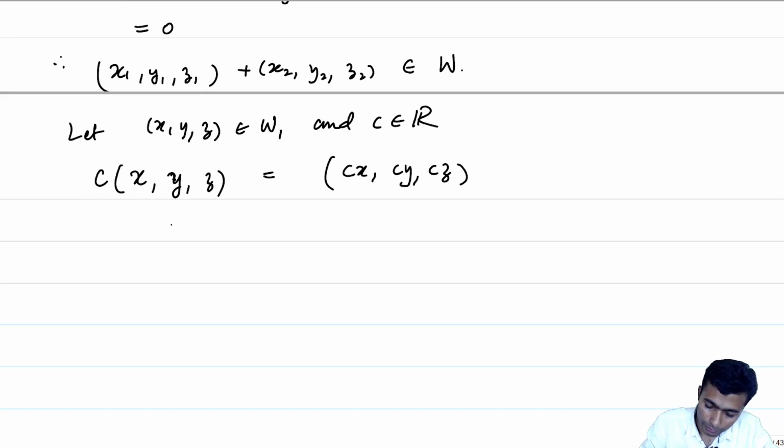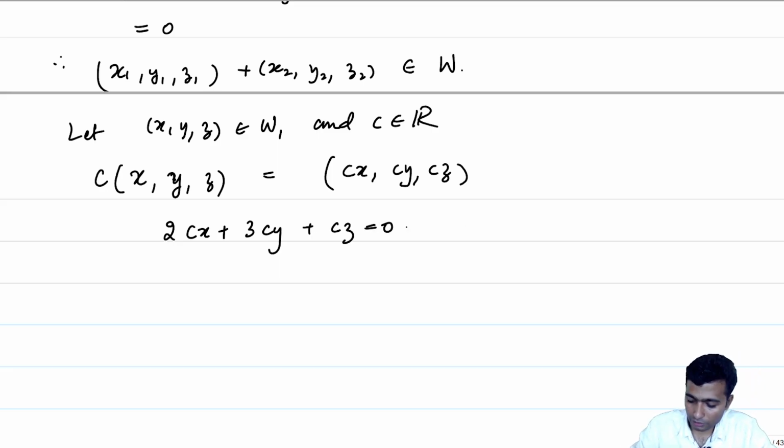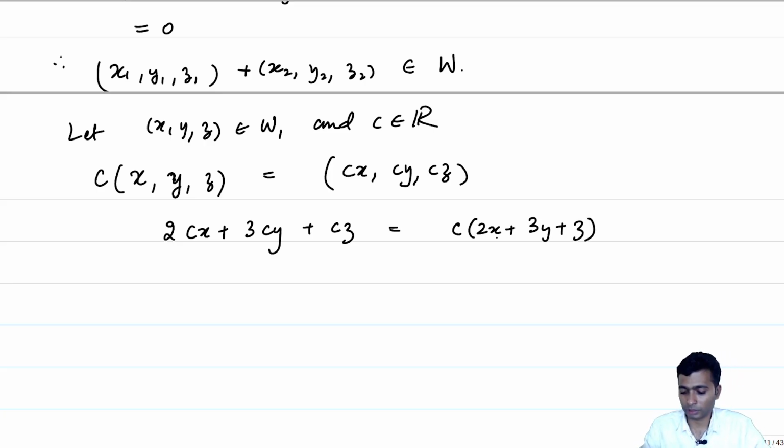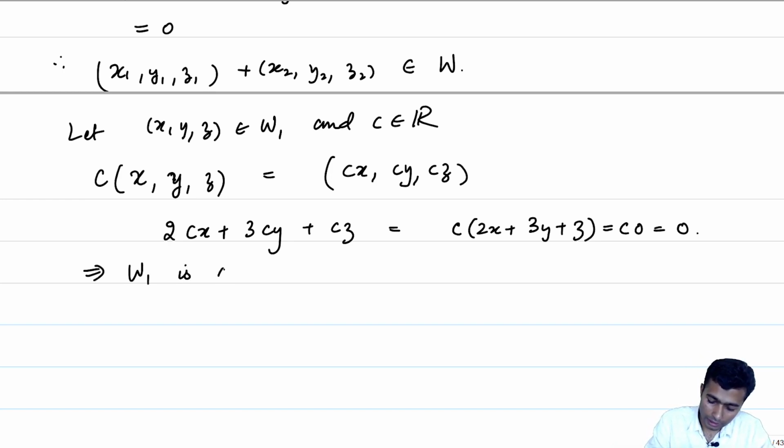So we need to check whether 2 times cx plus 3 times cy plus cz is equal to 0. That is the question. I'll just write it as c times (2x plus 3y plus z), but we know that 2x plus 3y plus z is 0 because x, y, z belongs to W1, and this is equal to c times 0, which is equal to 0. So yes, this implies W1 is a subspace.